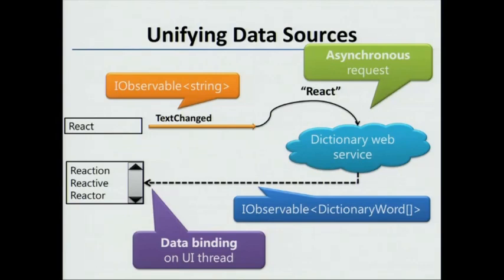So you're really composing two data sources here. That's right. We're composing the two data sources together. And that is the beauty of Rx: we can bring together events and asynchronous programming into one common model.